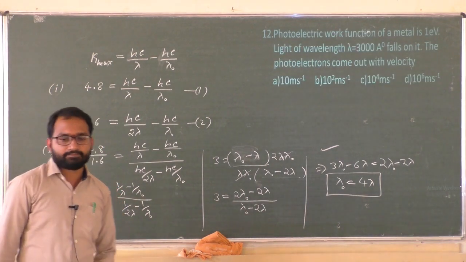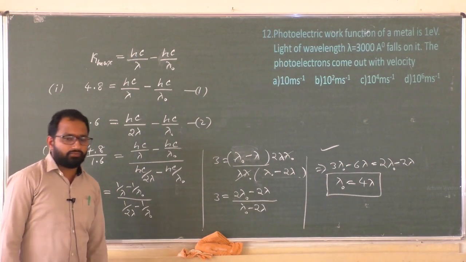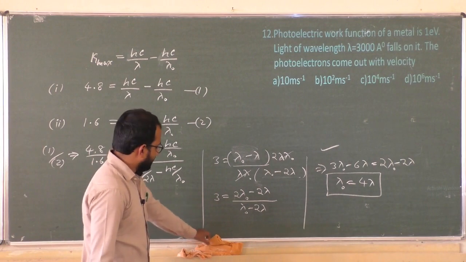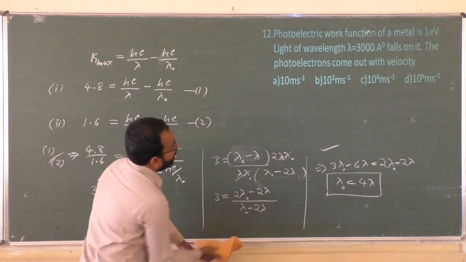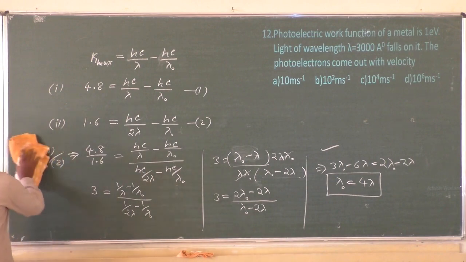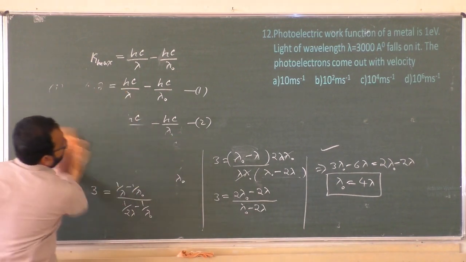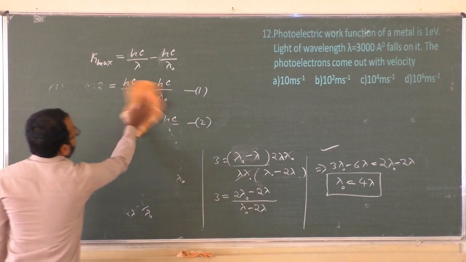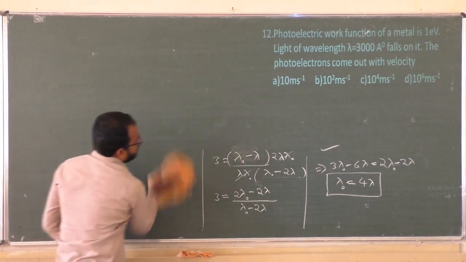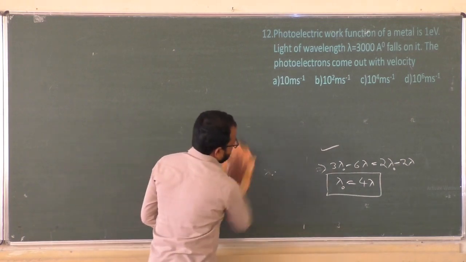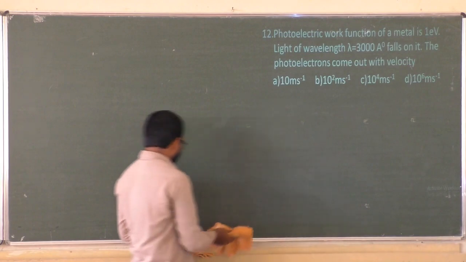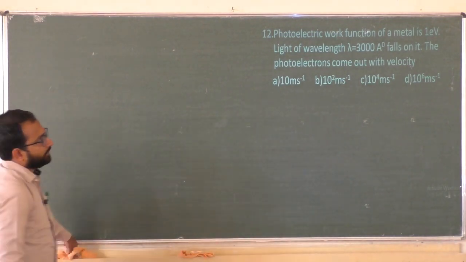Question number 12. Photoelectric work function of a metal is 1 electron volt. Light of wavelength lambda, which is equal to 3000 angstrom, falls on it. The photoelectrons come out with the velocity of, options are given, 10 meter per second, 10 to the 2 meter per second, 10 to the 4 meter per second, or 10 to the 6 meter per second.